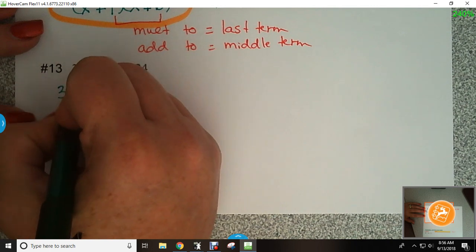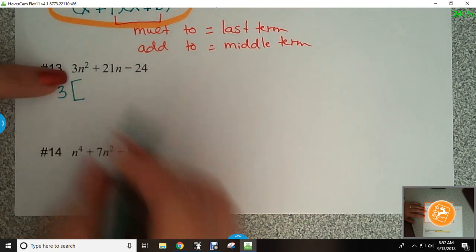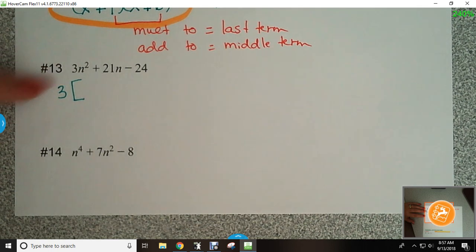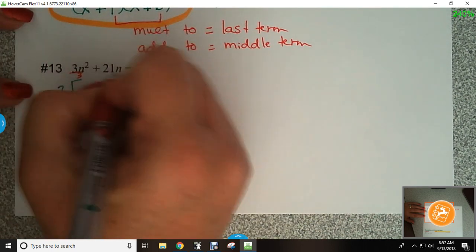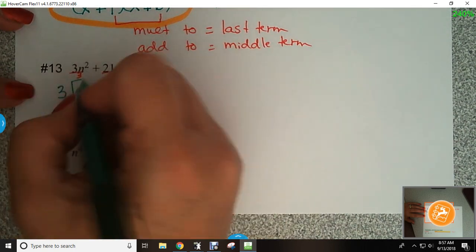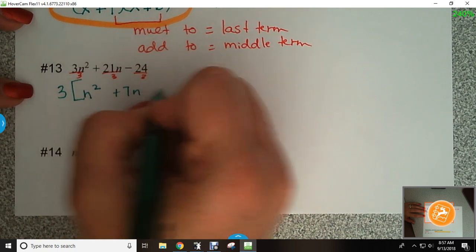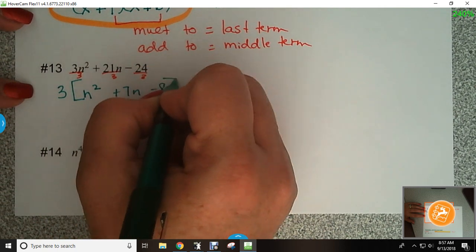If I do that, and I'm going to use brackets here, they're the same thing as parentheses, it's just like a bigger set of them. It doesn't matter, you can put a parenthesis here if you want to. I'm just going to leave it a bracket. If I take and divide each of these terms by 3, I'm going to be left with n squared plus 7n minus 8.